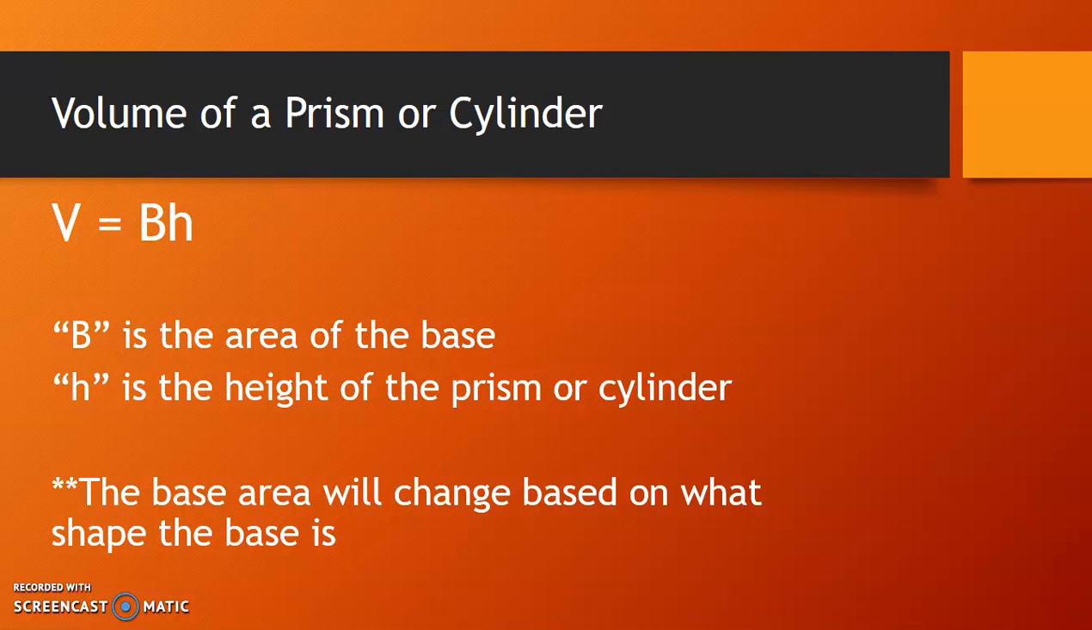So if it's a square, a triangle, a rectangle, if it changes shapes like that, you will have to use the appropriate formula that we talked about in section 1 that goes over how you find the area of a square or a rectangle or whatever that might be.